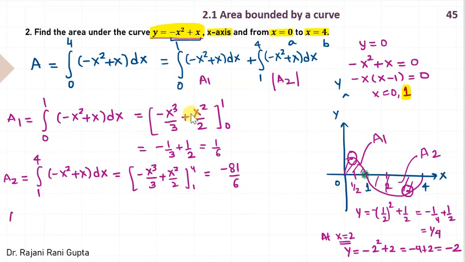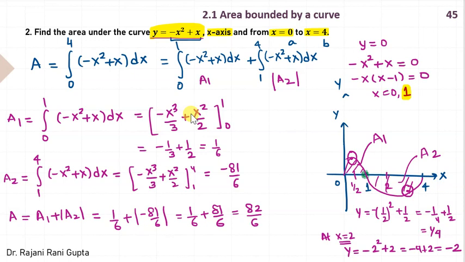So your area will be A1 plus mod of A2, which is 1 over 6 plus mod of minus 81 over 6. That is 1 over 6 plus 81 over 6. That gives you 82 over 6. Okay, so this is your area.